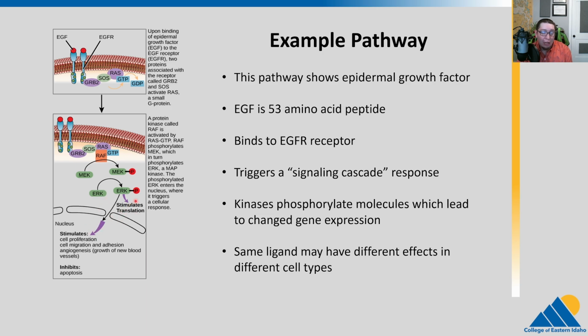this case, stimulate translation, the making of proteins, but it also stimulates cell proliferation, the growth and division of cells, cell migration and or adhesion, so moving and attaching to places. This process is called angiogenesis, where new blood vessels are grown. It also inhibits this process called apoptosis, which is the form of cell death. Cells can direct themselves to basically die to protect the organism or for various reasons. So if you want cells to divide and grow, you want to stop this process of apoptosis from occurring.